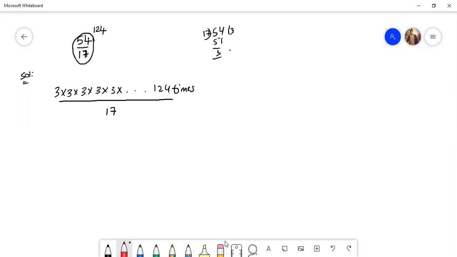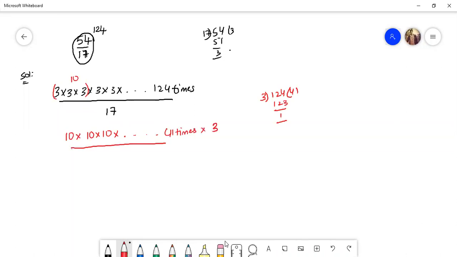Now 3 by 17 is no use. 3 square, 9, is also of no use. 3 cube is 27. I can combine these values if we want to. So 27 by 17 will have a remainder of 10 here. So second step, I'll take 10 into 10 into 10 and so on. So out of 124, how many triplets are there? 3 4s are 12, 3 1s are 3, 1 is left out. So I have 10 to the power 41 into 3 left out, divided by 17.